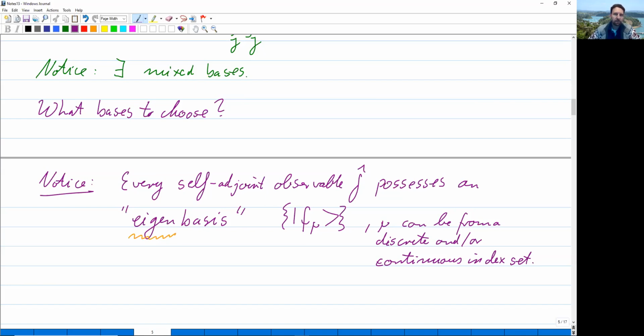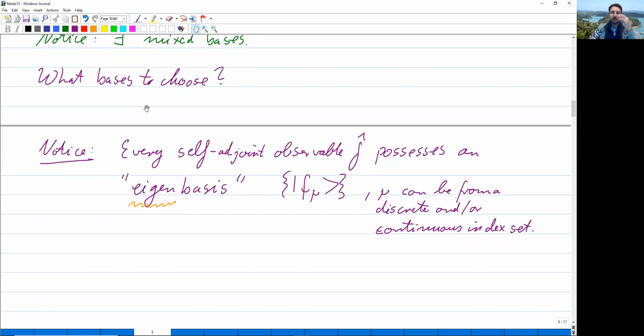And that's very important. This is the content of the spectral theorem that we will cover today. And what it means is that these bases are typically very useful to employ when an observable f hat is important in a particular calculation. Let's say you want to know something about the energy of a system. Well, then it may be convenient to use the Hamiltonian's eigenbasis, the basis that belongs to the Hamiltonian.